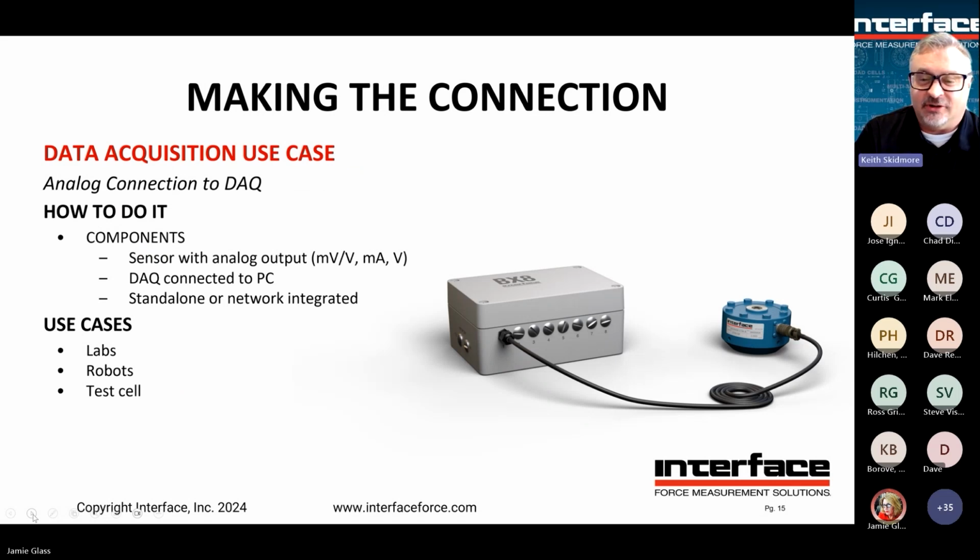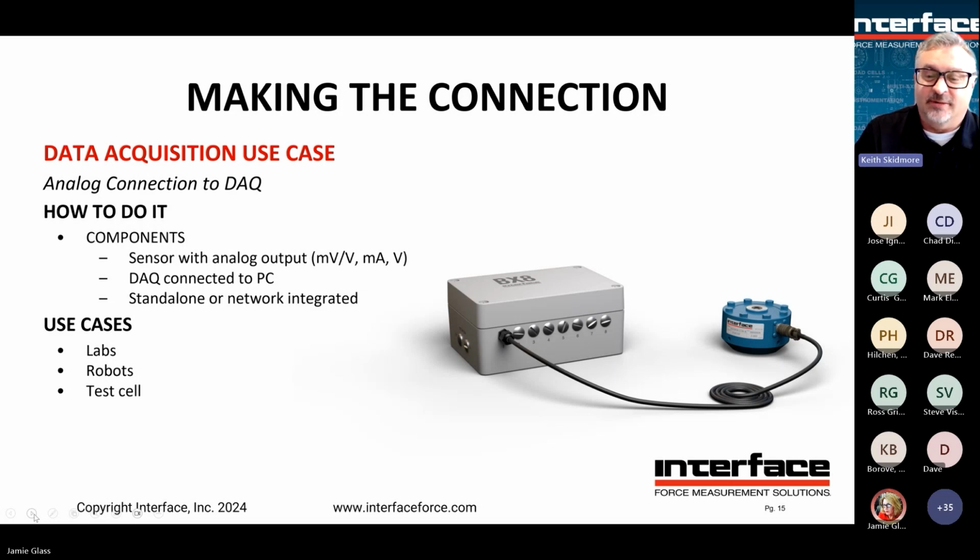Some examples here are just, basically, how do you connect a sensor into a system? The most common still is analog connection of the sensor into some type of data acquisition system. Here we show our model BX8, which is an 8-channel device that can accept millivolts per volt, milliamps, volts, and can accept encoder inputs, whatnot. So basically all the sensors would be wired to something like this, and then this would be connected to a PC and running data acquisition software.